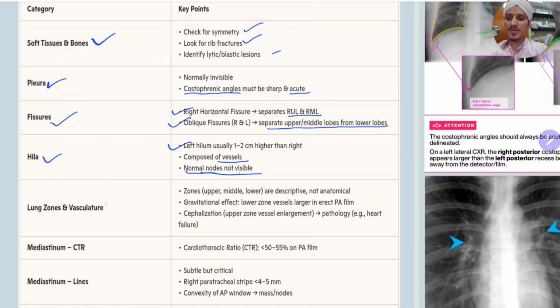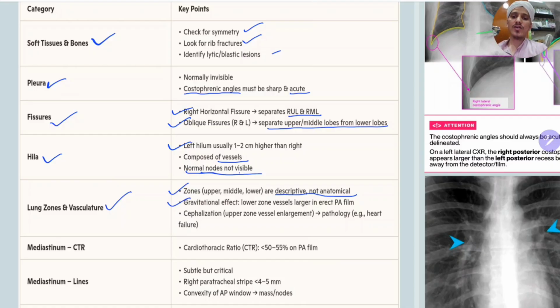Then we will see the lung parenchyma and lung vasculature. To see lung parenchyma, we divide the X-ray into zones: upper zone, middle zone, and lower zone. These are descriptive, not anatomical. Then we compare the left upper zone to the right upper zone, then left middle zone to the right middle zone, then left lower zone to the right lower zone.